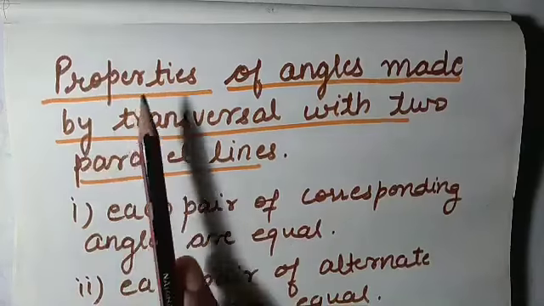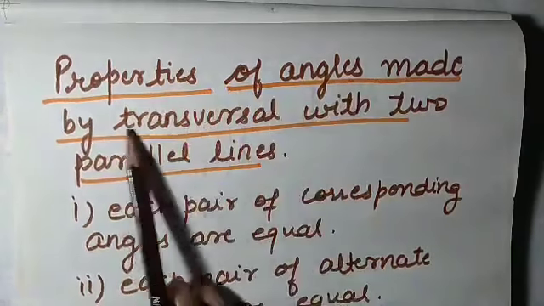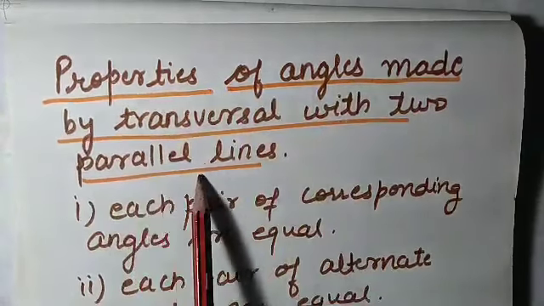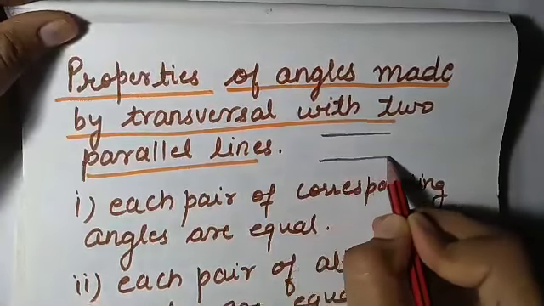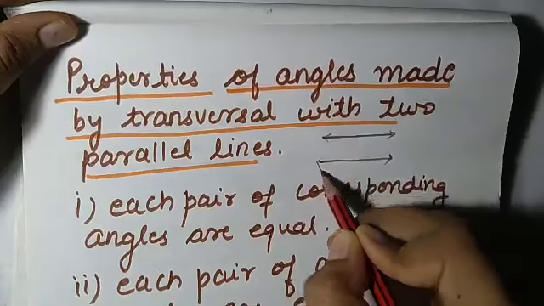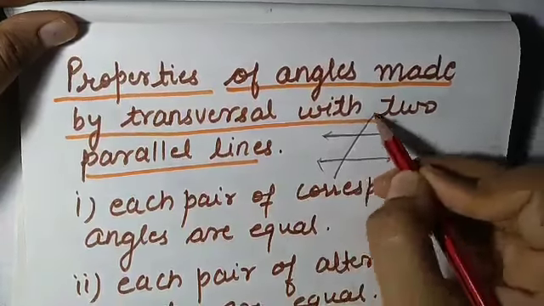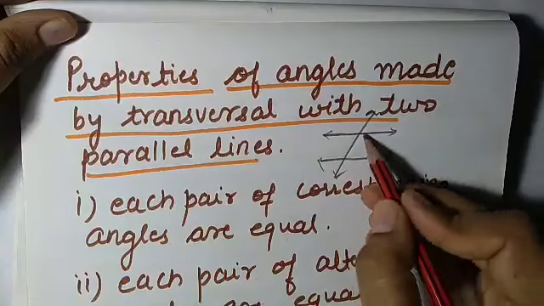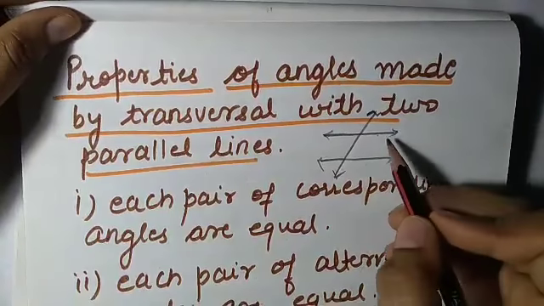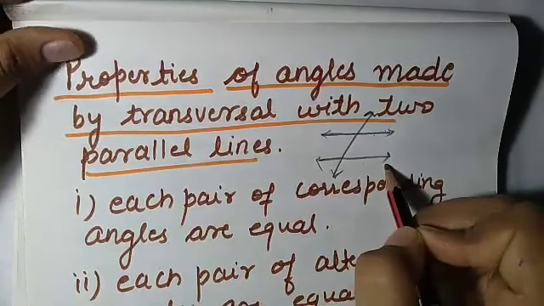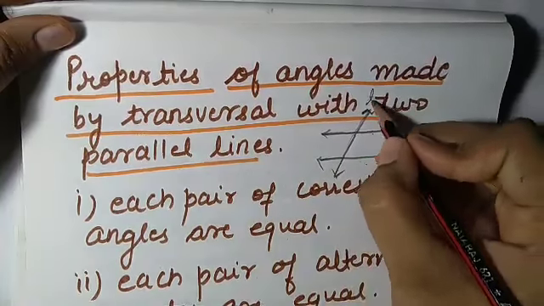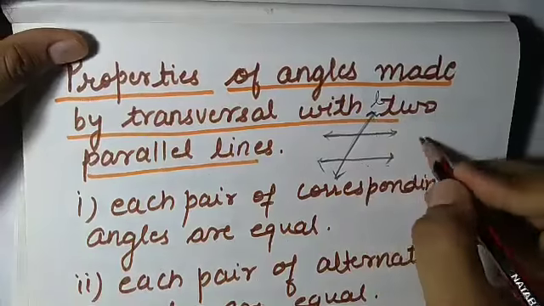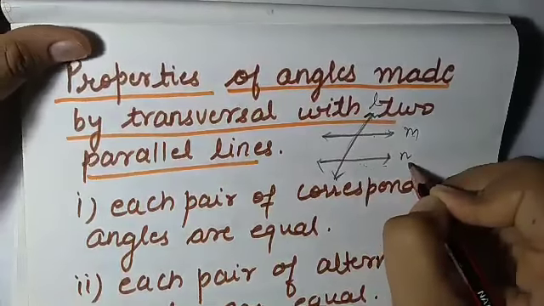Now we will learn about properties of angles made by transversal with two parallel lines. Suppose you have these two parallel lines and this is a transversal, because this is intersecting the two lines. Here in this case I am taking parallel lines. So this line L is intersecting these two parallel lines, so the line L is known as the transversal, and M and N are parallel lines.